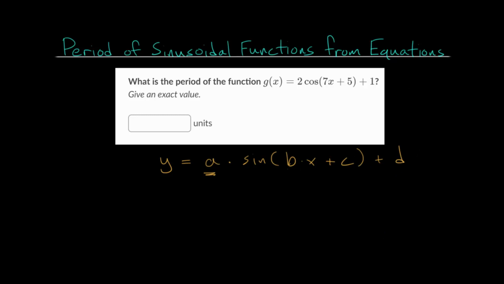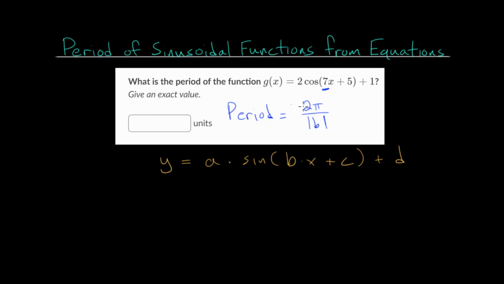Now, since we know that b, this coefficient on the independent variable x, will affect the period, that's what we should concern ourselves with. In this case, we need to look at this coefficient being equal to 7. And again, this general equation could be true for either sine or cosine. It doesn't actually matter. And remember that the formula for our period based off of this general equation is that the period is equal to 2 pi divided by the absolute value of b.